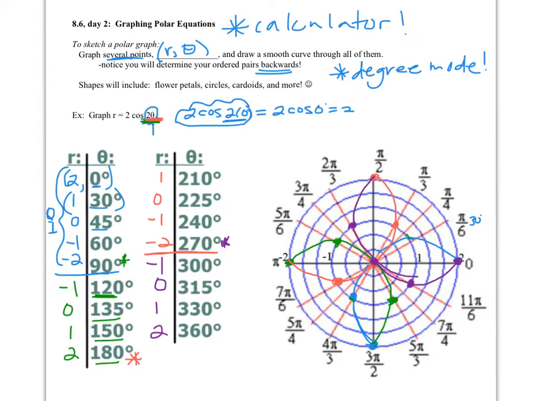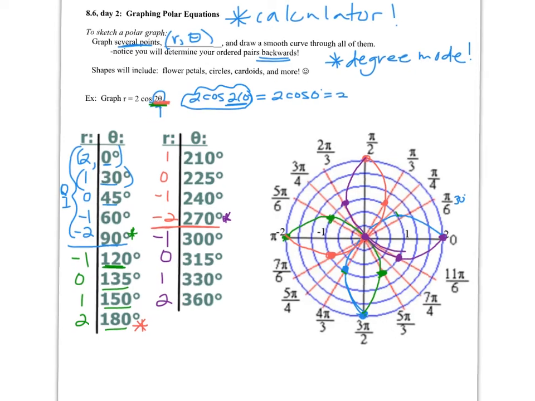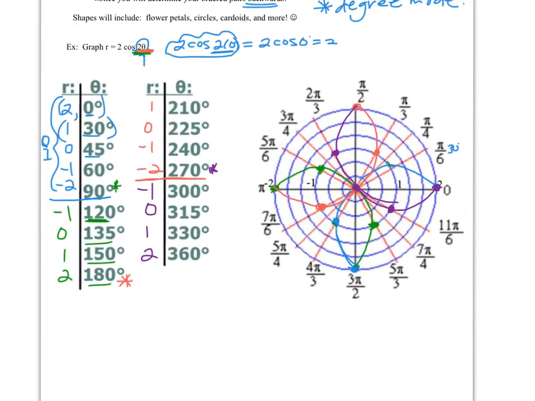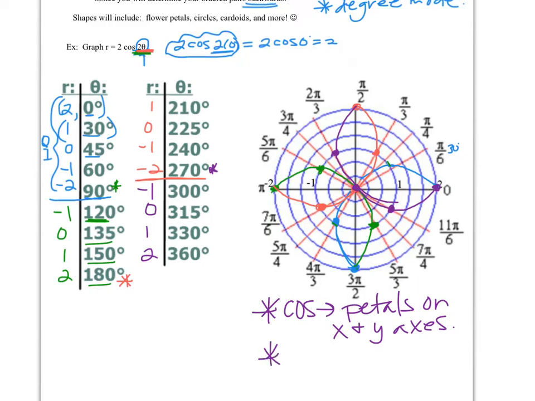flower graph type thing. So here's what we want to think about when we use cosine versus sine. You'll notice that in cosine, the petals are all on the x and the y axis. So the petals are on the x and y axes. If we were to have a sine function like this, the petals would be in each of the quadrants. So they wouldn't actually be on the x and y axis, they'd be in the middle somewhere. So the petals would be in the quadrants.